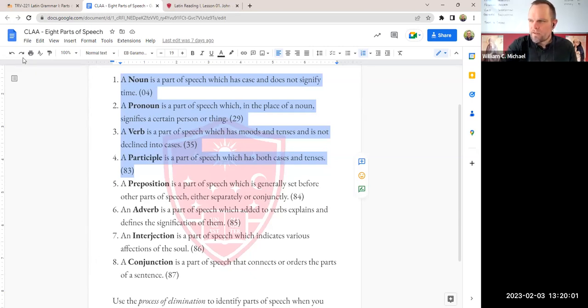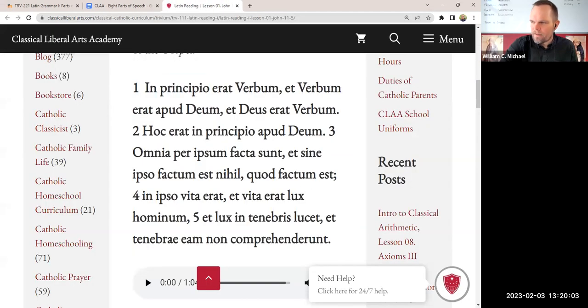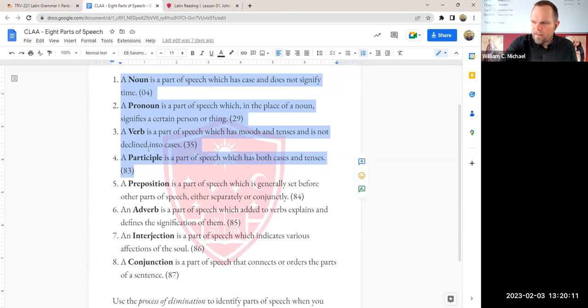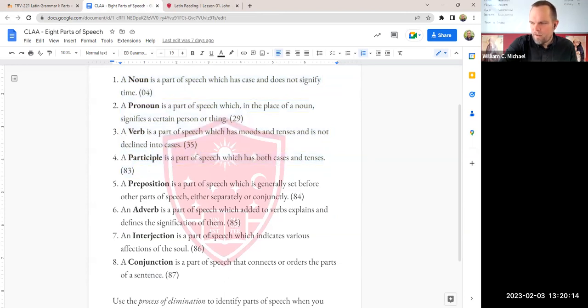All right. So let's go on to the next word in John chapter 1. We have the word erat. Okay? So let's take the word erat and go back to our parts of speech. First question, does the word erat have different forms? Does the word erat have different forms? Yes or no? We've got some yes and no and a question mark.